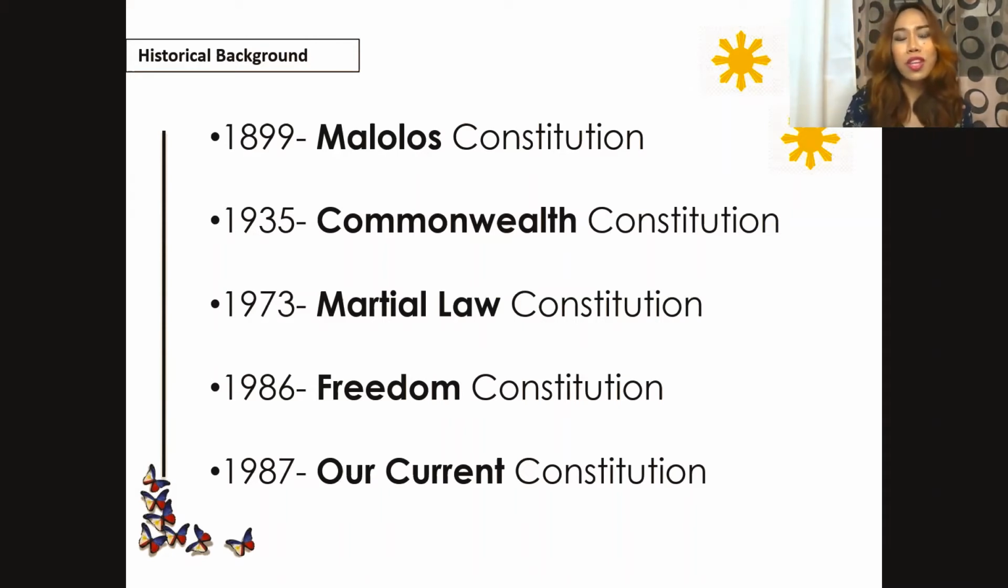So now we would come next to the 1935 Commonwealth Constitution. If we continue the history, on December 10, 1898, just 6 months, imagine, 6 months after General Emilio Aguinaldo declared the independence of the Philippines from Spain, Spain ceded the Philippines to the United States.